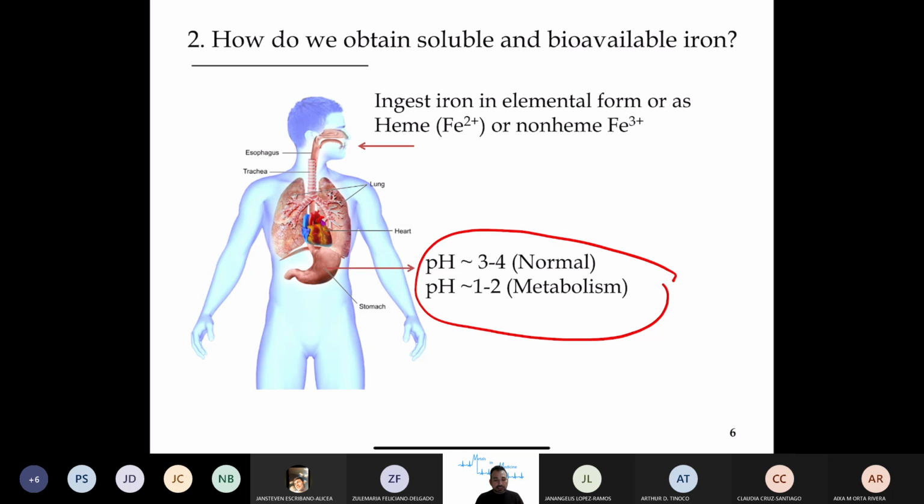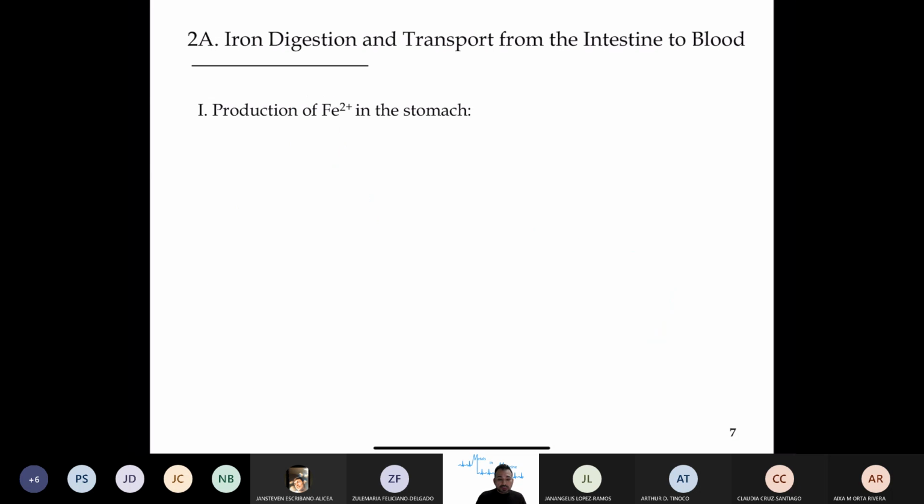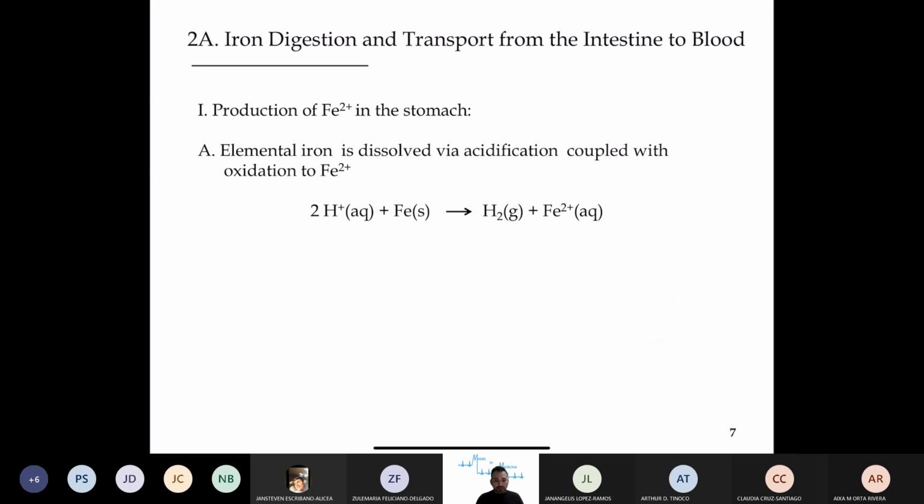And then it's in the stomach, and the acidification process is allowing for the metal to be able to access iron, let's say in the elemental form, which is not soluble. But let's talk a little bit more about what was happening here, because you can also have acidification, which will be coupled with a redox event.